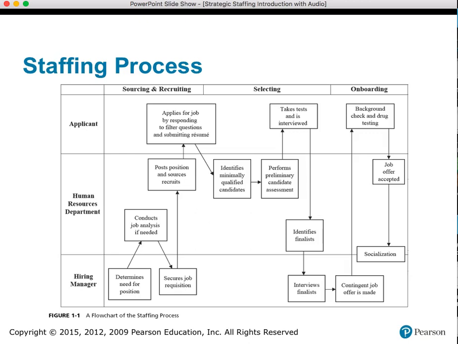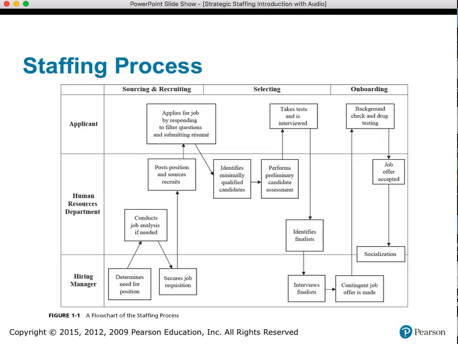Then they perform a preliminary assessment. They make decisions about which ones they want to interview or apply particular assessments to. They decide who it's going to be. So it then goes back to the applicant. The applicant then takes the tests, is interviewed, or whatever the process is going to be. The human resource department then, after it has assigned those assessments, comes up with the subset of people that they want to consider for the final job.